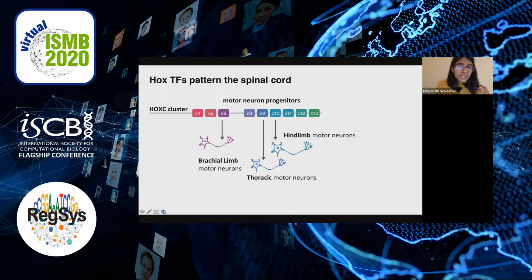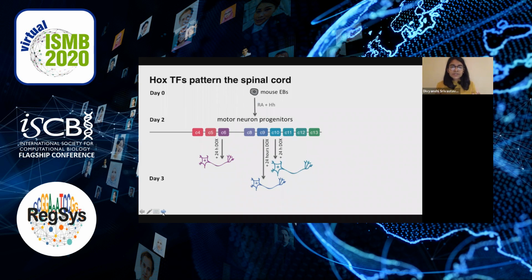So let me backtrack here for a second. What we expect is that HOXC6 binds an anterior motif, but we expect both C9 and C10 to bind similar posterior motifs, therefore making it unclear as to how they're specifying differential motor neuron identities.